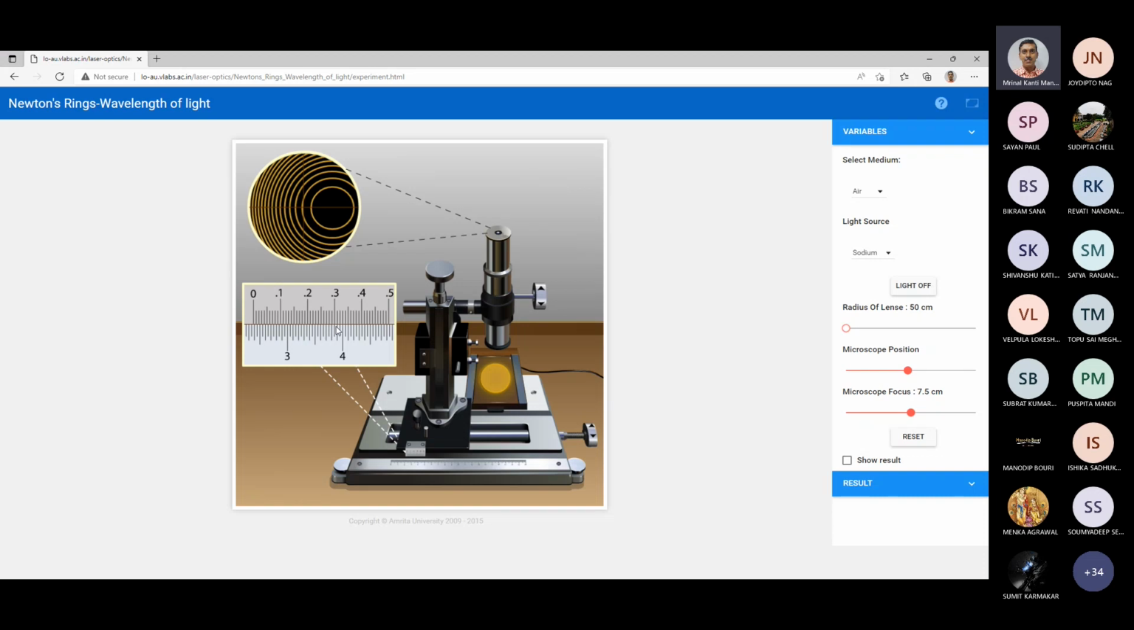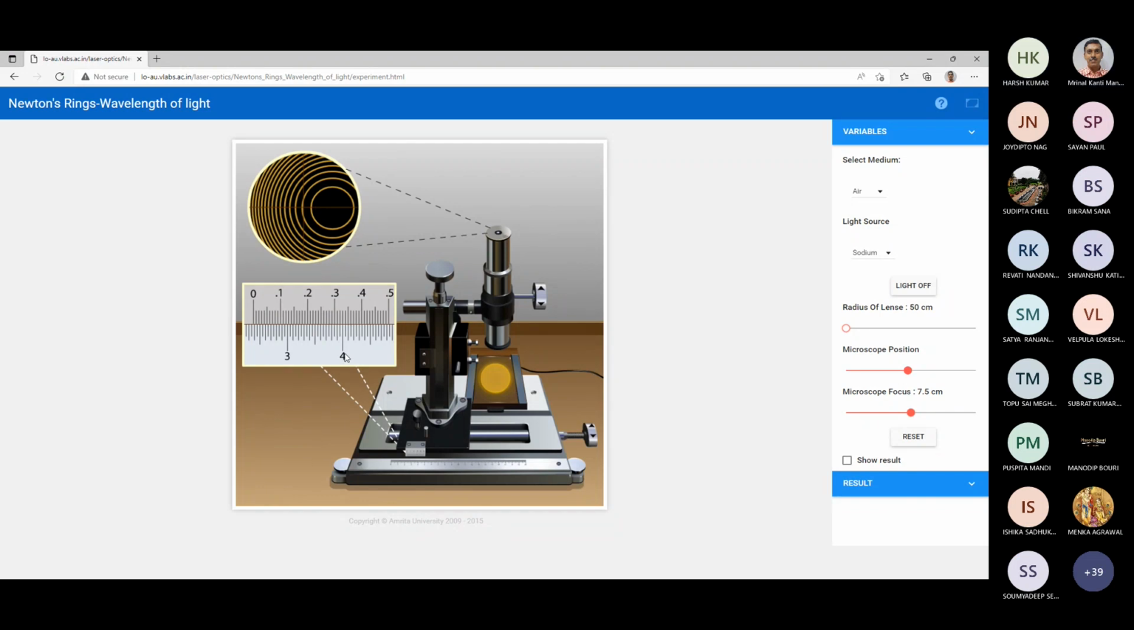Then you see the vernier reading. Almost you can see this is 30 division. This 30 division is matching almost exactly, you see. Sir, I think 4 is matching, sir. 4 in the main scale is matching with the vernier scale. Okay, so this reading is 30, then 31, 32, 33. It is 33. So your vernier scale reading is 33.